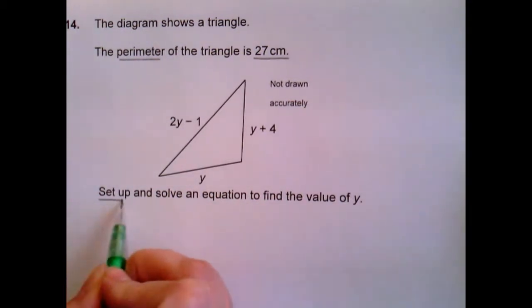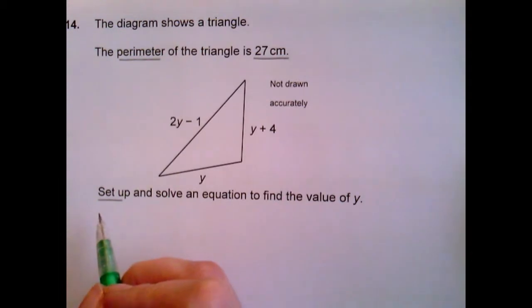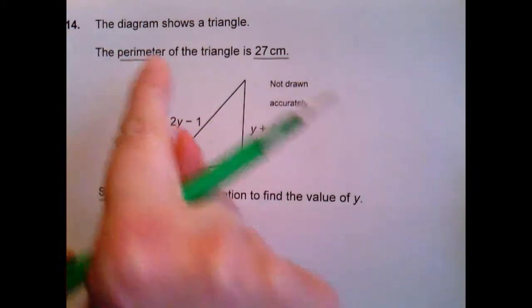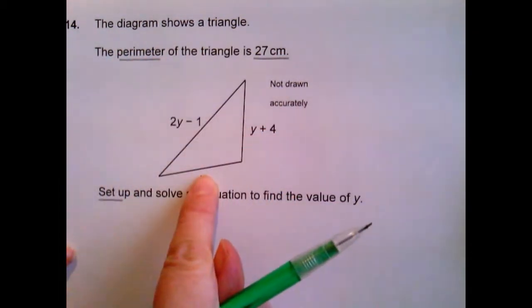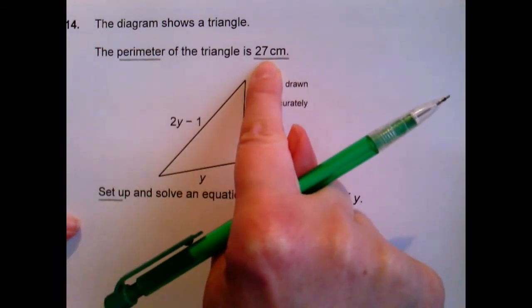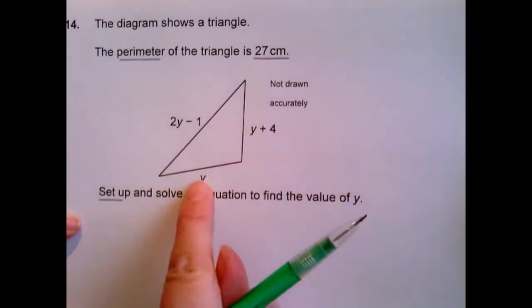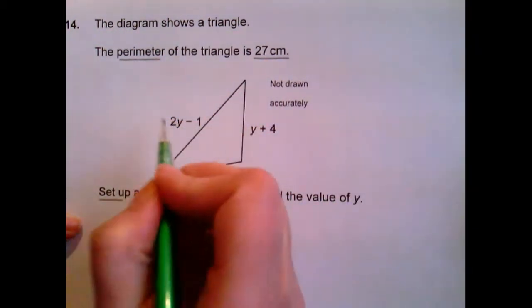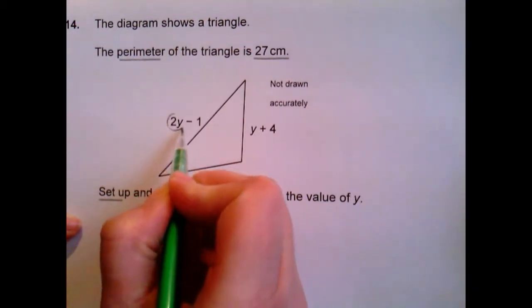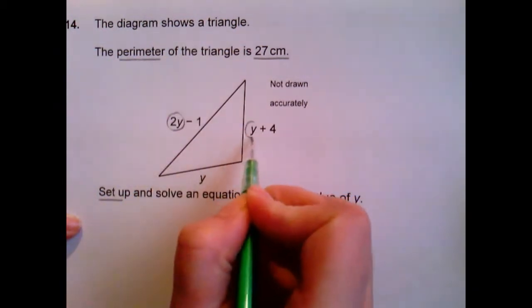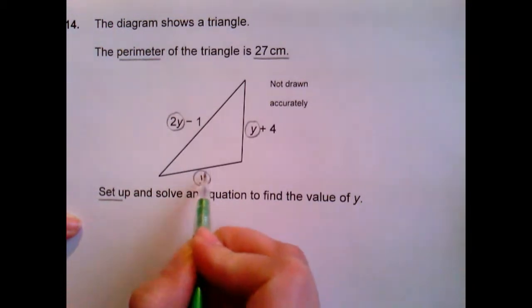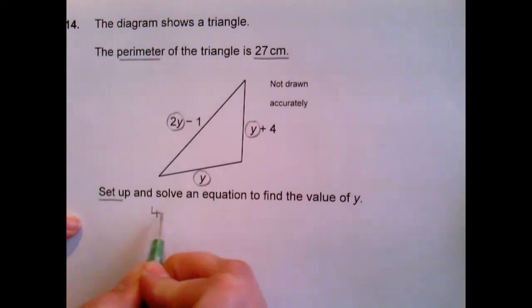So for you to set up this equation, you would have to take into consideration that perimeter means the total around the outside, and that it's equal to 27. So you would total up around the outside first of all. So go round and total up all of the y's. So you have 2y plus another y is 3y plus another y is 4y. So the first bit of your equation would be 4y.